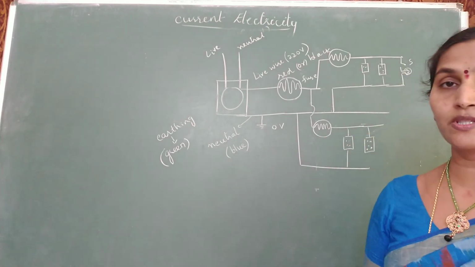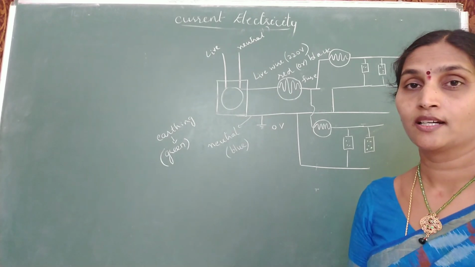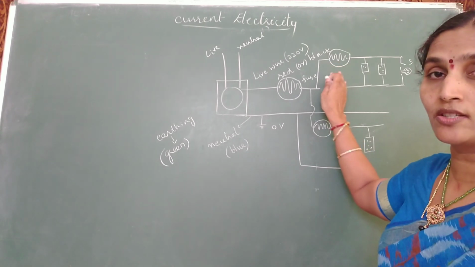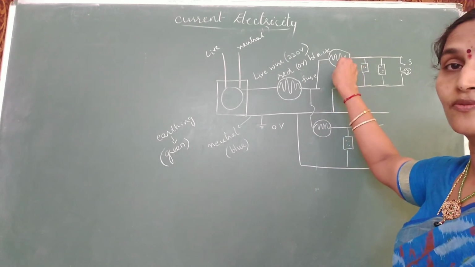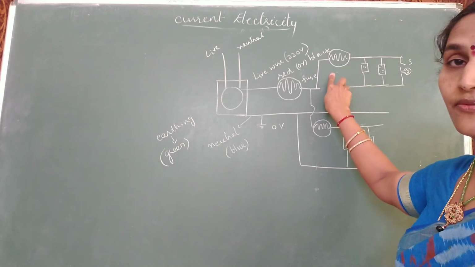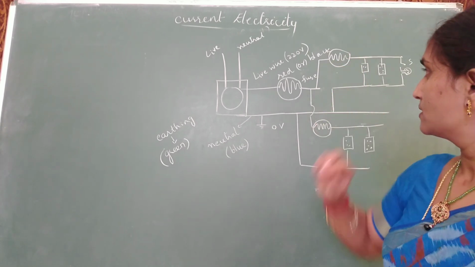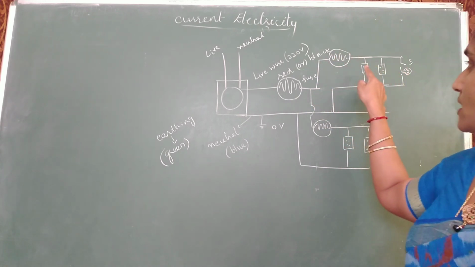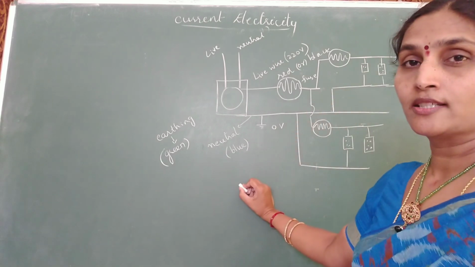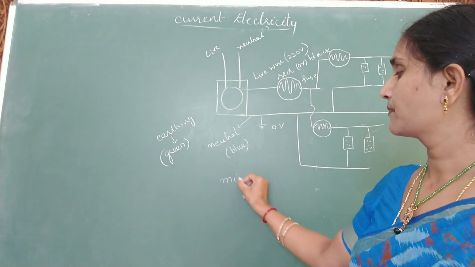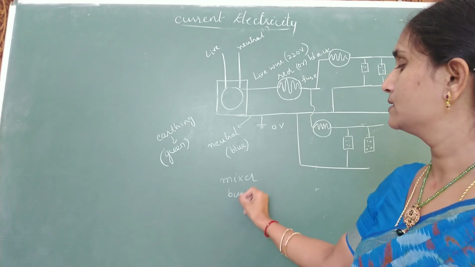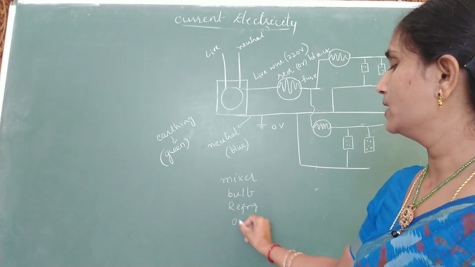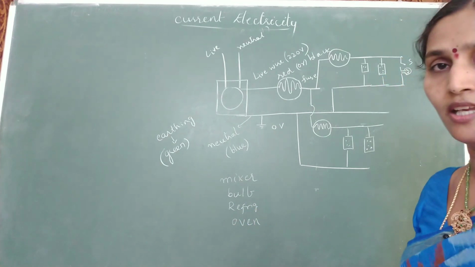Why do we make use of so many fuses in the rooms? It is to protect against short circuiting. So let us see what the action of this fuse is, and how you select this fuse and put it in for safety. We add a fuse so that whenever you draw a current greater than required, it protects. Say for example, in a kitchen I'll be using 4 devices: a mixer, a bulb, a refrigerator, and an oven or toaster, any appliance.